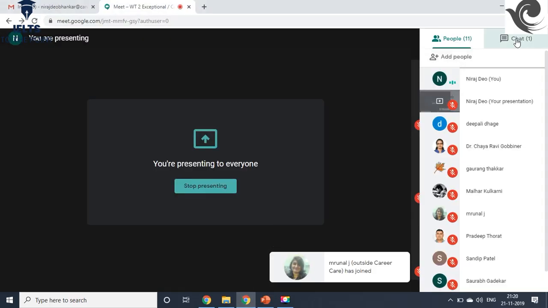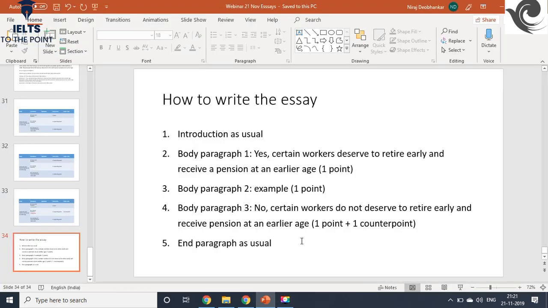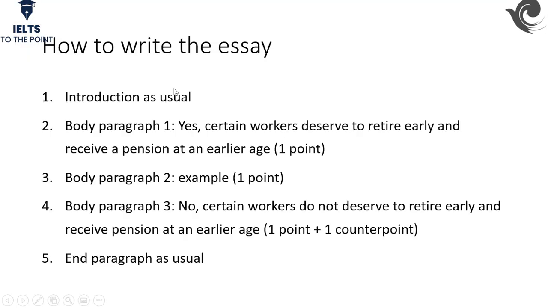How to write the essay? Introduction as usual you should write. Then you should have body paragraph 1, which is nothing but your winning side: yes, certain workers deserve to retire early and receive a pension at an earlier age. You have 1 point for this. And immediately after this, you can write the example, which is in fact our boundary 3. Why? Because you are giving an example for this particular thing.